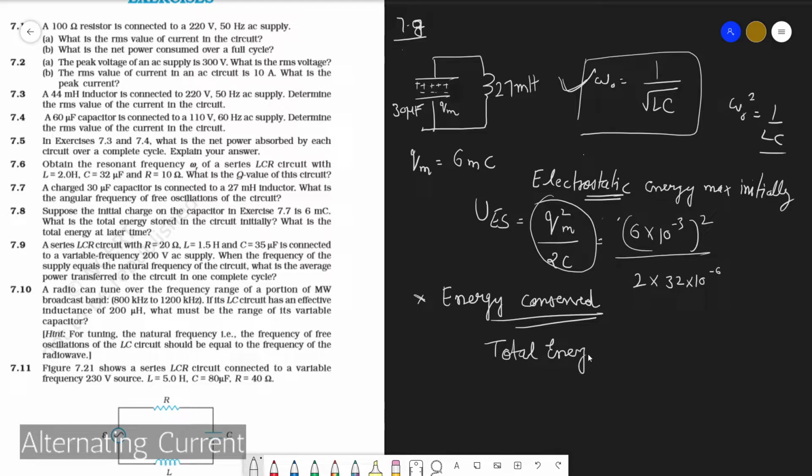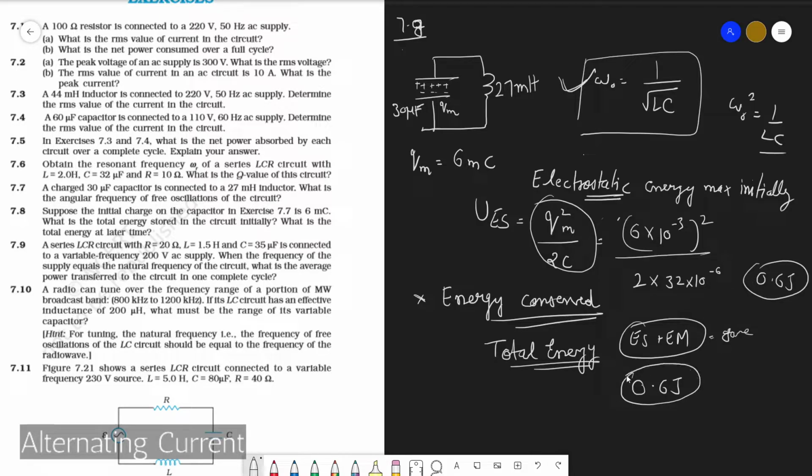The total energy will be the sum of both, the electrostatic plus the electromagnetic energy. So if 0.6 joule was the initial energy, at a later time the energy will also be 0.6 joule. The sum will never change. The total energy of the circuit will remain conserved. So this is the principle, and the answer will be the same, that is 0.6 joule.